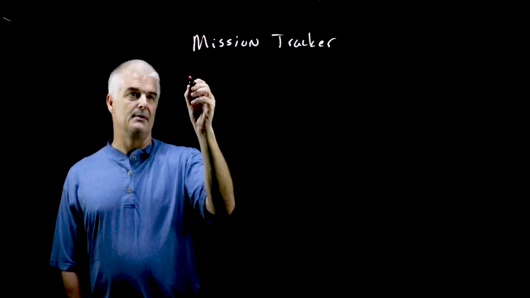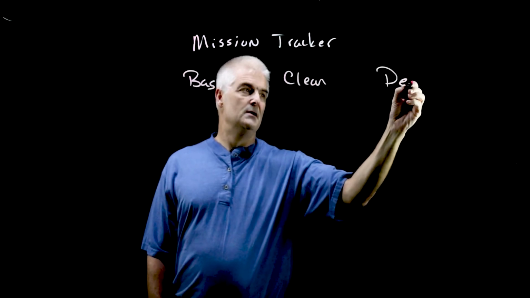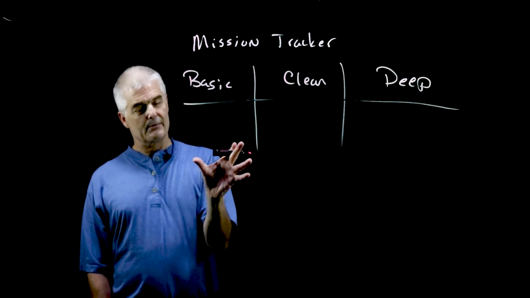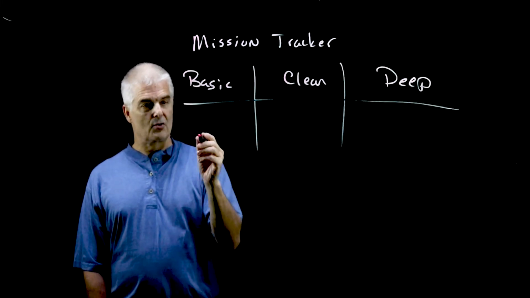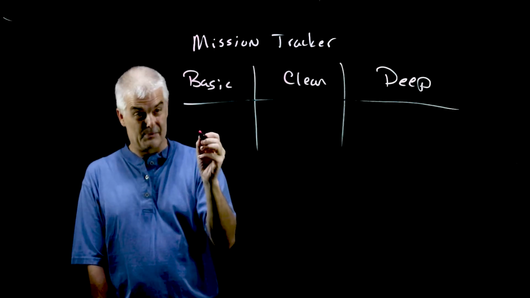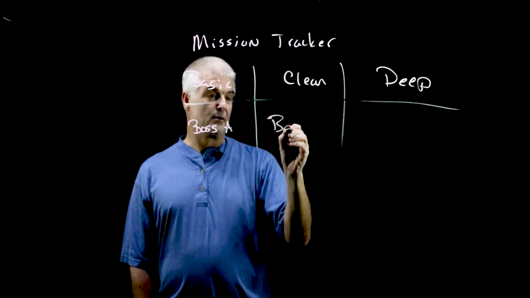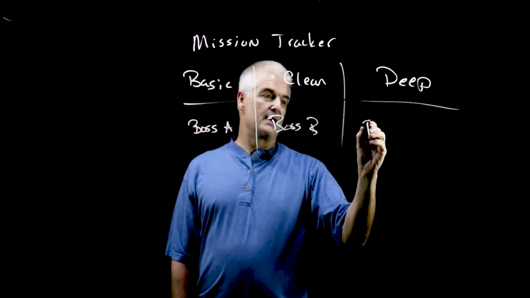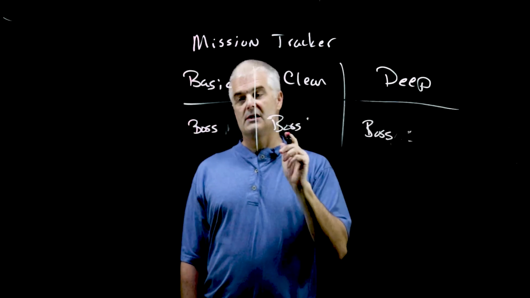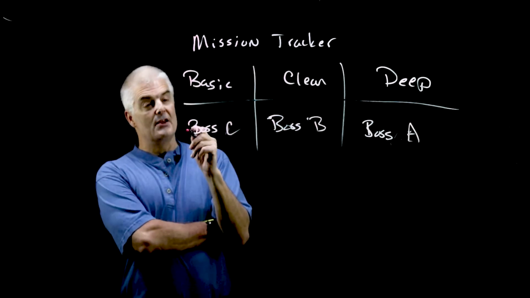So let's talk about this. We've got the basic, clear, and deep understanding. Essentially, I have created 3 different tests. There's the basic test, or boss battle, that's our term. So boss battle A, boss battle B, and boss battle C. Actually, you know what? I'm going to call this boss battle C, B, and A. You'll see why. There are going to be 3 different boss battles.